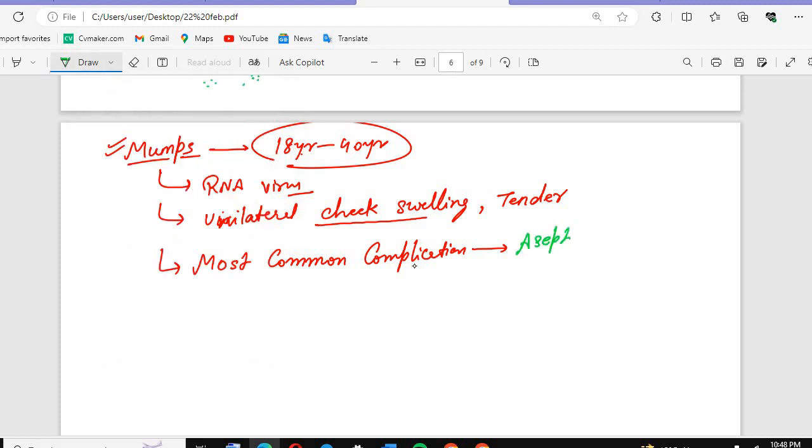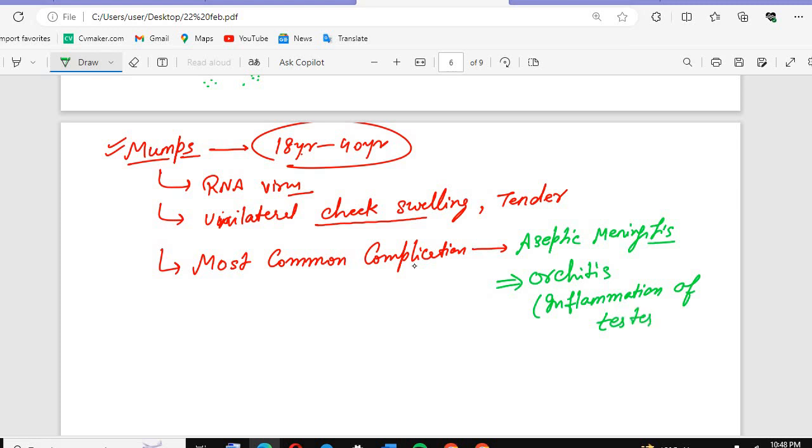That is aseptic meningitis. And the other one we have is orchitis. What is orchitis? Orchitis is the inflammation of the testis. What treatment will we give for orchitis? We will give the scrotal support.